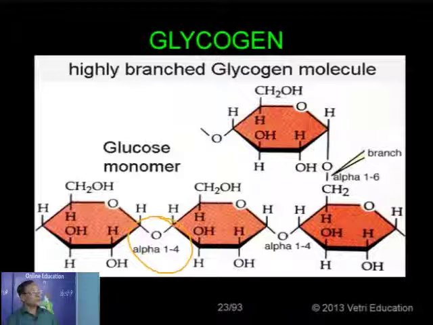So, in the case of starch, glycogen and cellulose, we get a linear chain, except in the case of amylopectin.